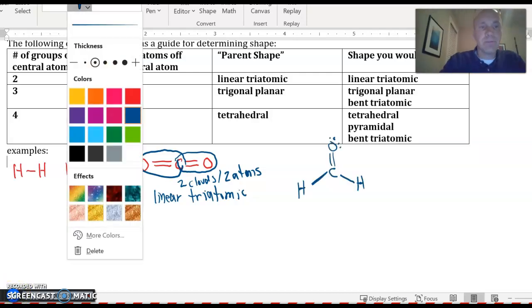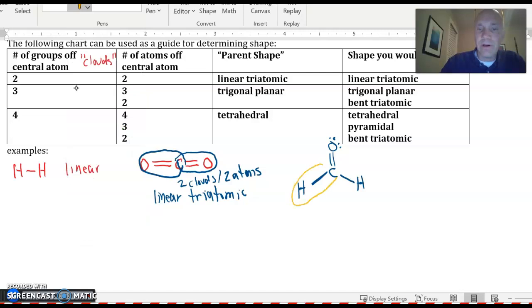All right, in this example, let me switch pen colors. In terms of number of clouds, we have a cloud here, and we have a cloud right here, and each of these clouds would have 2 electrons in them. But then we have this cloud here, the double bond, and that's a cloud. It's just that it's got 4 electrons in that cloud rather than these, which each have 2. So here you have 3 clouds, and you have 3 atoms.